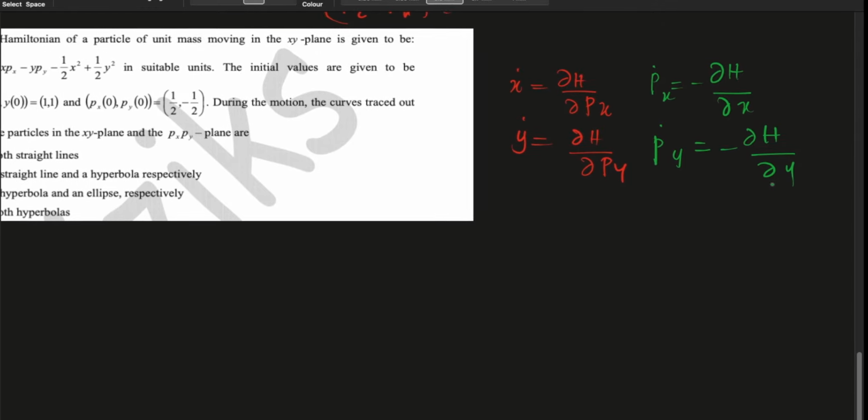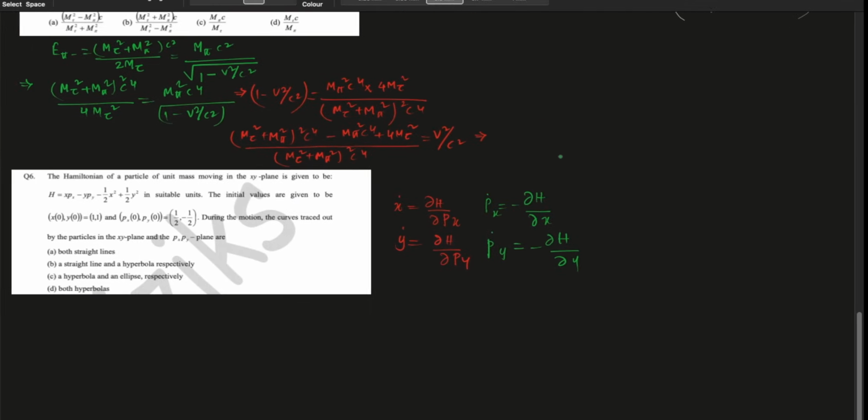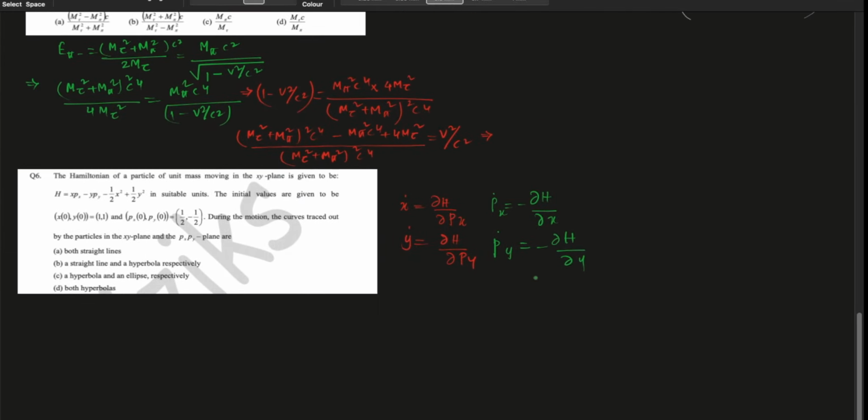All right, so now we need to find this value. How can we find it? In order to find this value, H we have, so exactly we can do the x dot. So x dot, what is x dot?